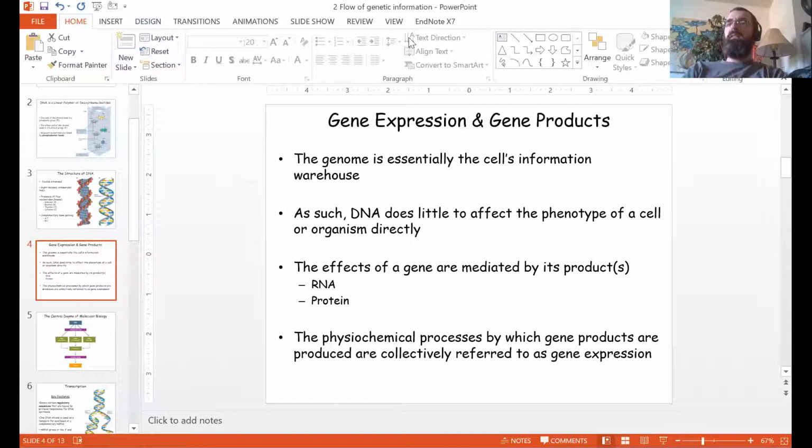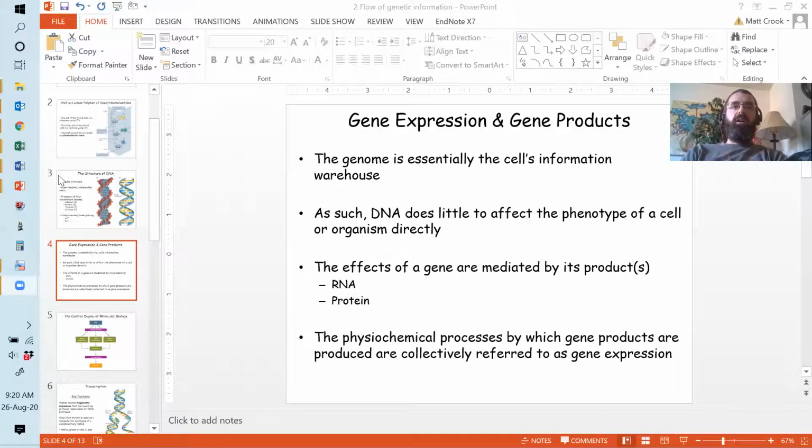Let's go to screen share, which is a little bit more useful.